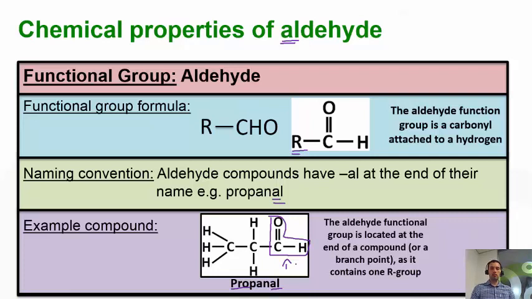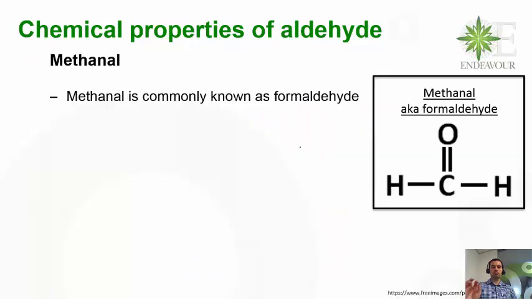So would you expect the aldehyde functional group to be in the middle of a compound or at the end of a compound, and why? Well, it's going to be at the end of a compound because it's only got this one R group attachment. So whenever we have a one R group attachment, that means the compound has its functional group at the end of the compound.